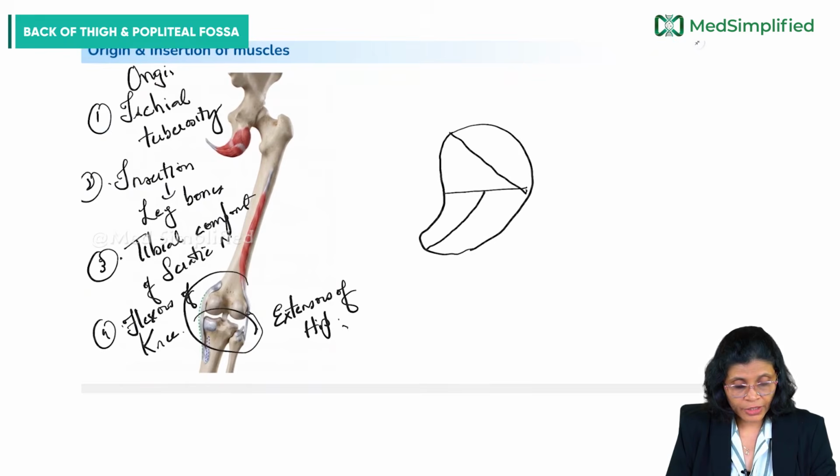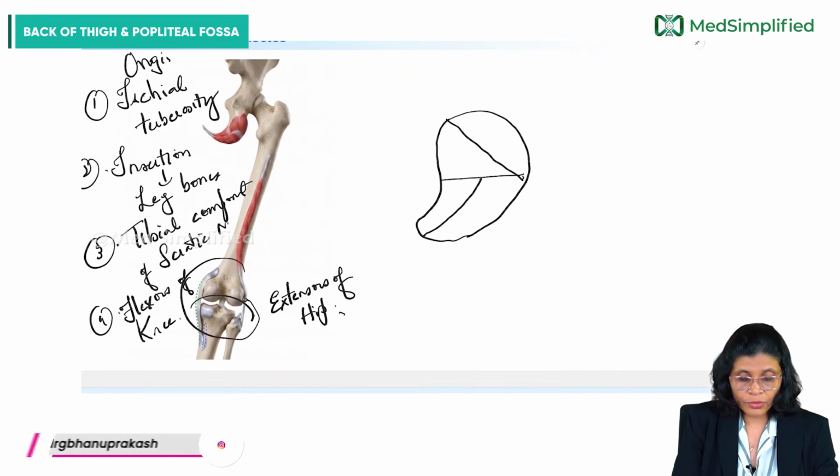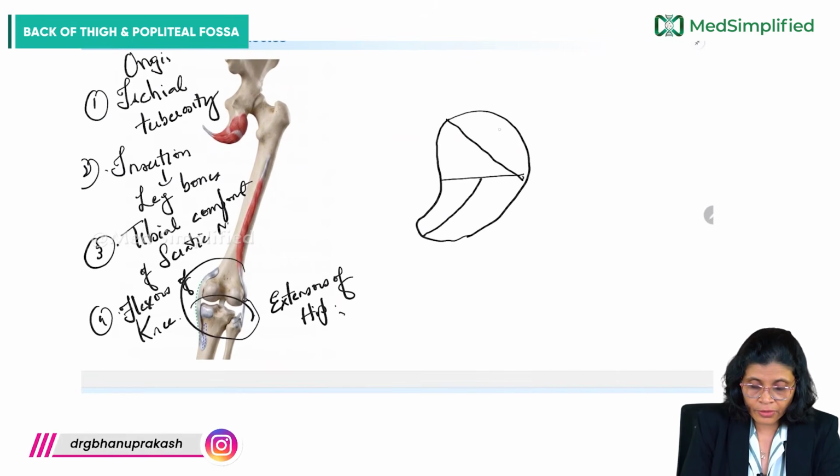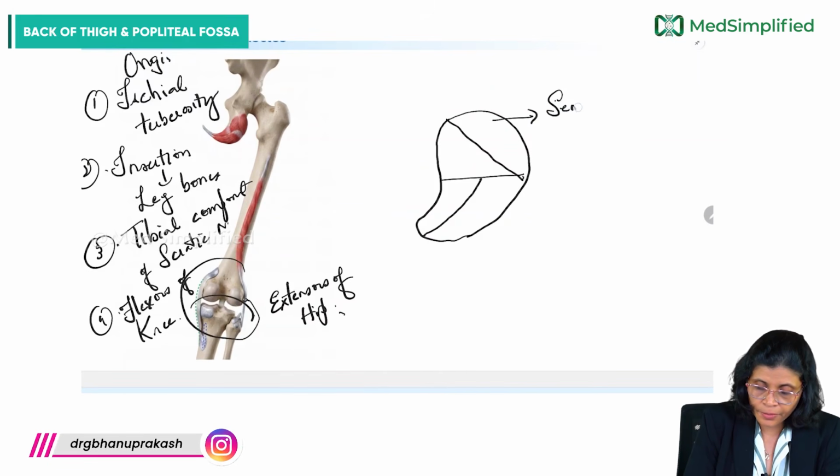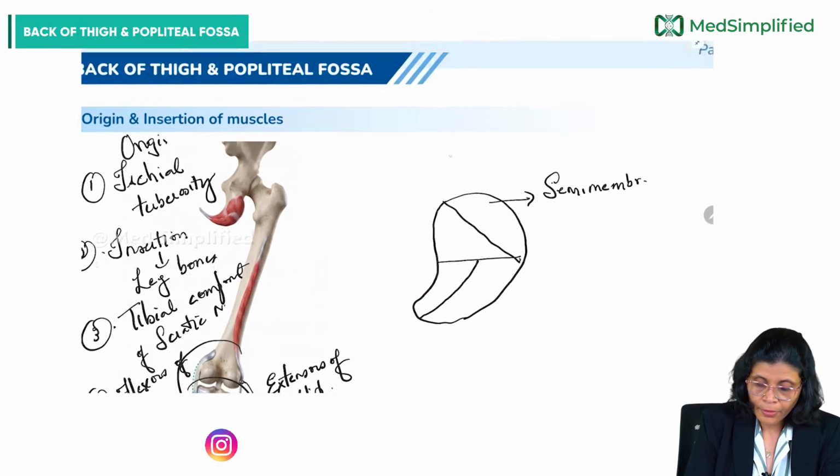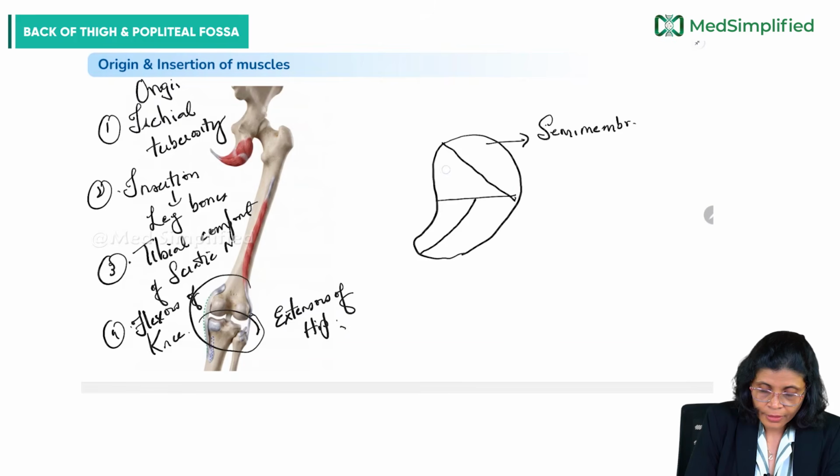Now first coming to the origin here. In the superolateral part, the semimembranosus has the origin, whereas in the infero-medial part here we have the semitendinosus as well as the long head of biceps.